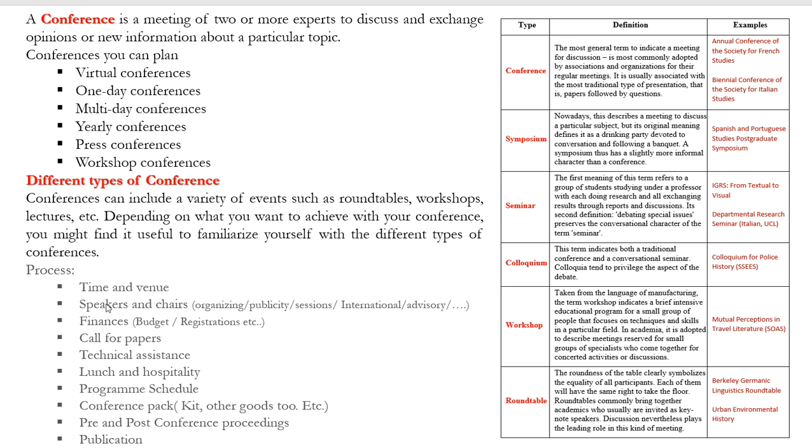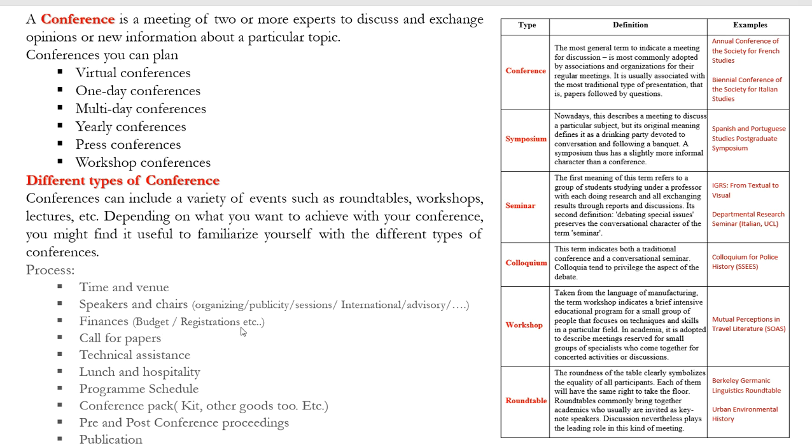Generally there are speakers and keynote speakers, and chairs. Chairs include organizing chairs, publication chairs, session chairs, international chairs and advisory chairs, like this. Then the financial matter, the budget: how expensive it is to organize the conference, and how much amount will be received from external funding sources or supporting sponsors, whatever it may be. And registration comes from authors.